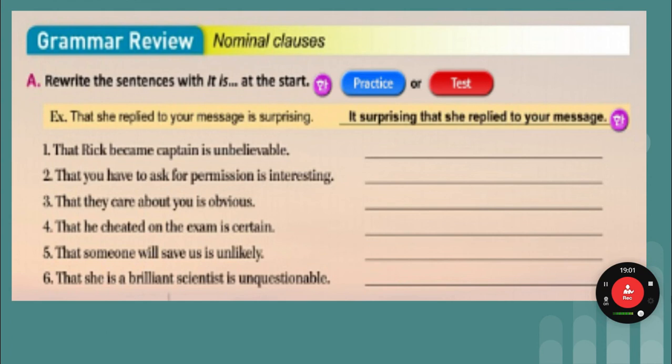That someone will save us is unlikely. It is unlikely that someone will save us. That she is a brilliant scientist is unquestionable. Remember, unquestionable means not able to be questioned. You can't question it. So she is a brilliant scientist. It is unquestionable that she is a brilliant scientist.